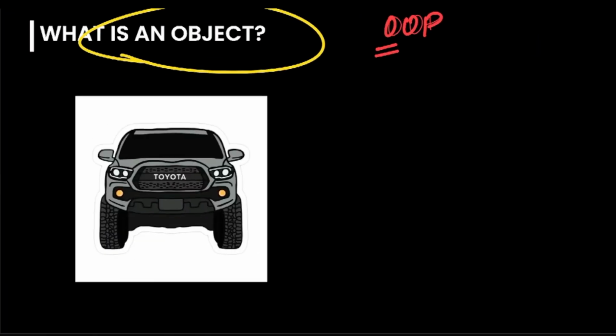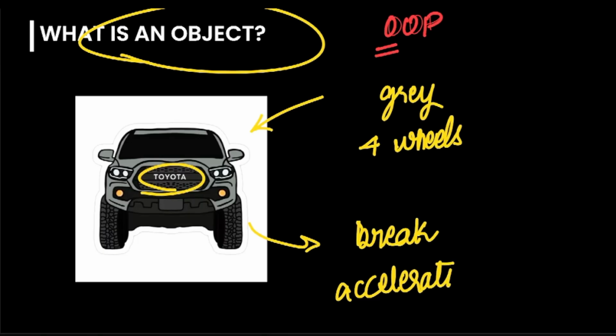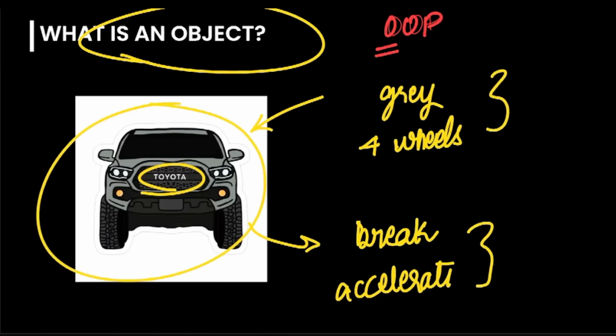For example, look at this particular diagram. What do you see here? You see a Toyota car, right? And this car has very specific characteristics. For example, it is gray in color, and it has 4 wheels. It also has certain behaviors. For example, it can brake, or it can accelerate. These are the characteristics and these are the behaviors of this particular Toyota car.